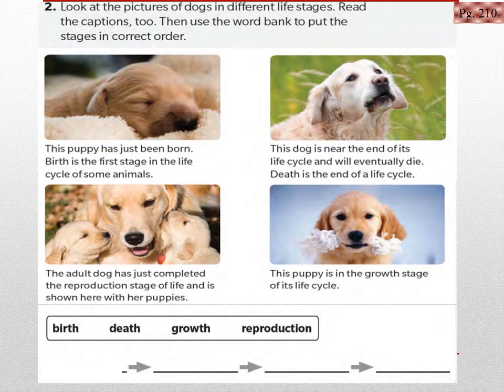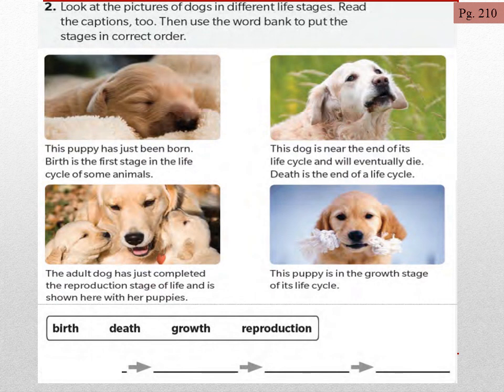Picture number 1. This puppy has just been born. Birth is the first stage in the life cycle of some animals. Picture number 2. This dog is near the end of its life cycle and will eventually die. Death is the end of a life cycle.